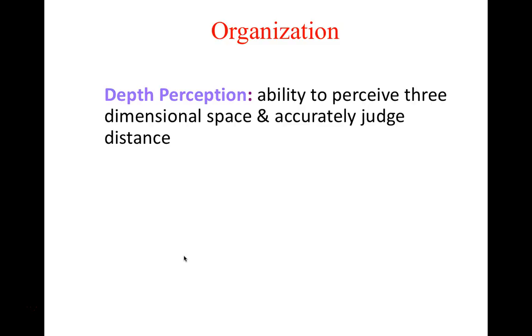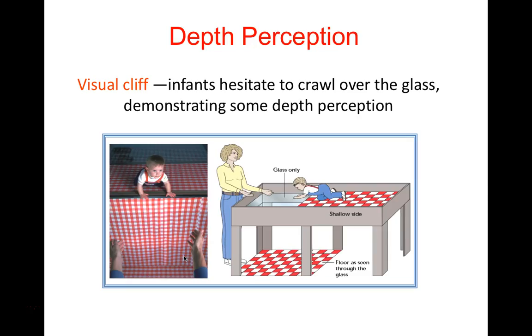This is our ability to perceive three-dimensional space and accurately judge distance. A phenomenal ability. So where does depth perception come from? There are these fascinating studies that have been done over the years with the so-called visual cliff. The visual cliff is depicted here. You've got a table with a glass top, and for half of the table, immediately under that glass top is this red and white checkerboard surface. But over here, it's only glass.